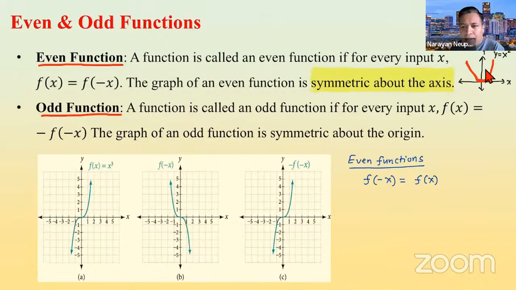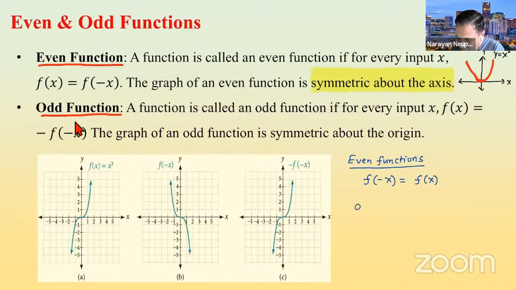And you can see that the shape of the graph on the left and right, they look similar. This is the even function. So the graph of the even function, I should say, is symmetrical about the y-axis. Here, I showed it is symmetrical about the y-axis. Now, the other type of function is called the odd function, as you can see here.